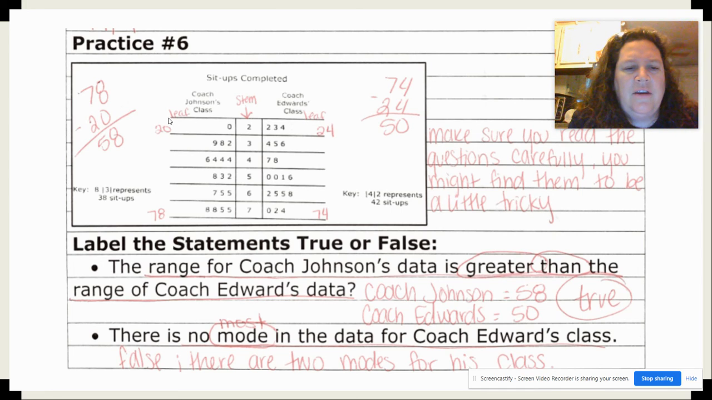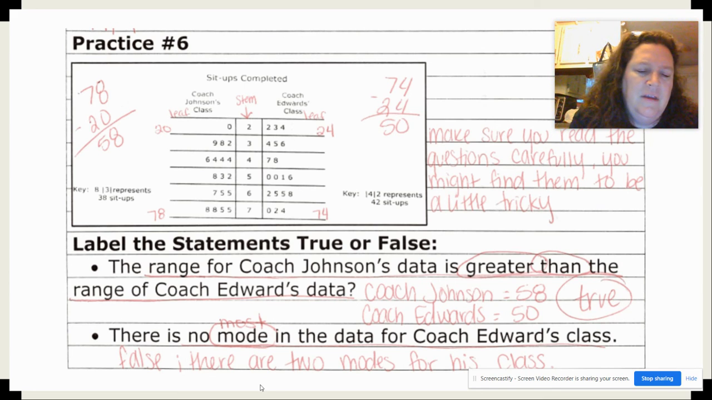And notice we've got our min, our other min. That's not our min though. 22 is our min. So this is incorrect. It's okay. We make mistakes, right? So that should be 22. So the range over here is 52. 74 is definitely the biggest. 78 is the biggest. So 78 minus 20 is 58. So that, Coach Johnson, this is actually true, even though that's supposed to be a 2.